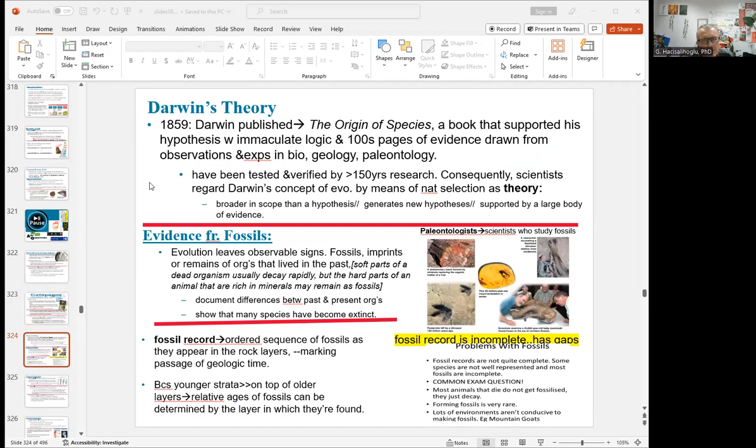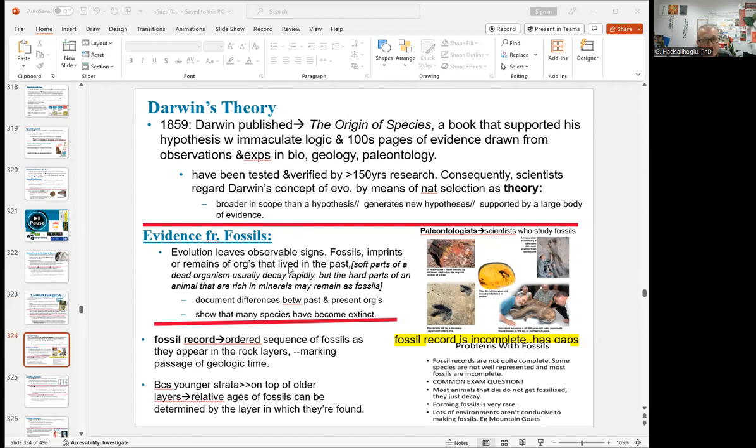Okay, and then he came up with this theory. In 1859, he published his book Origin of Species, supporting this hypothesis, with evidence he collected using experiments in biology, geology, and paleontology. So we have supporting evidence for this. Some of the evidence is like fossil records, which is paleontology, historical records.